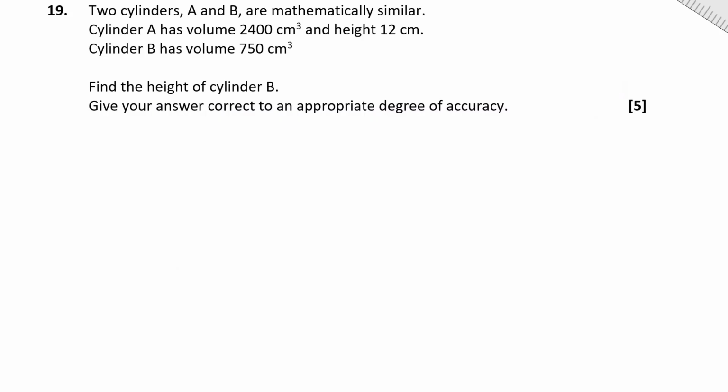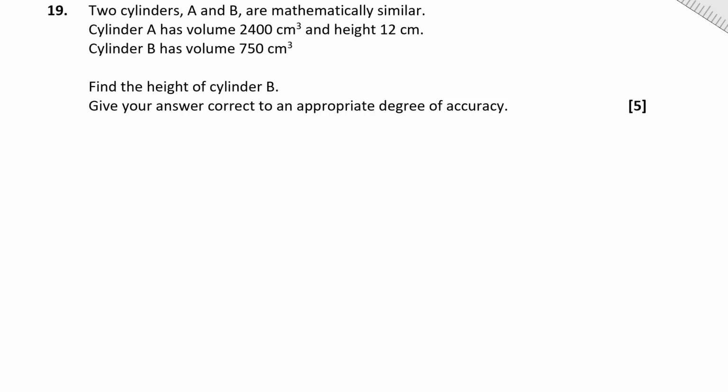Two cylinders A and B are mathematically similar. Cylinder A has a volume of 2,400 cubic centimeters and a height of 12 centimeters, and cylinder B has a volume of 750 centimeters cubed. Find the height of cylinder B. Give your answer correct to an appropriate degree of accuracy.